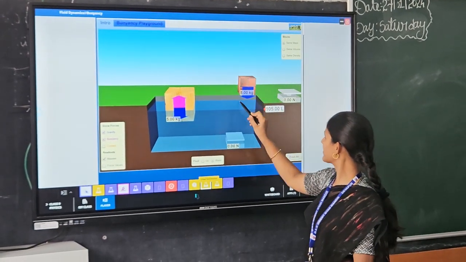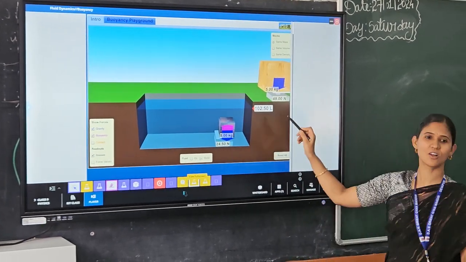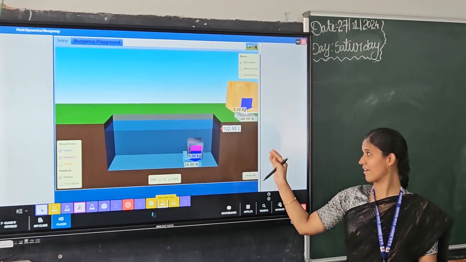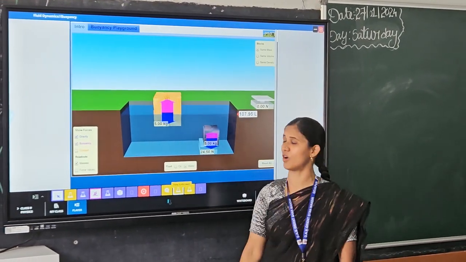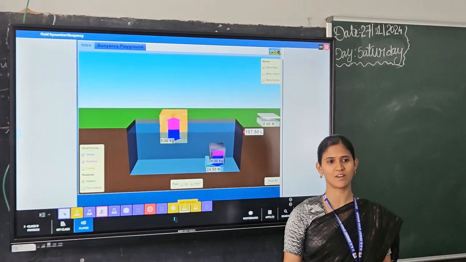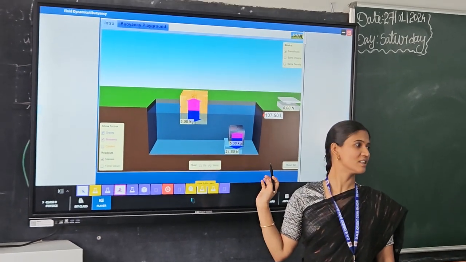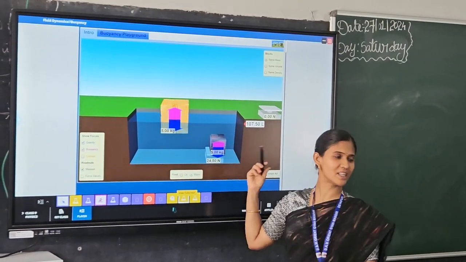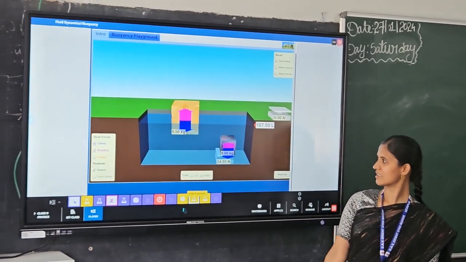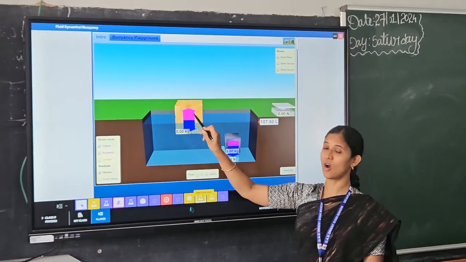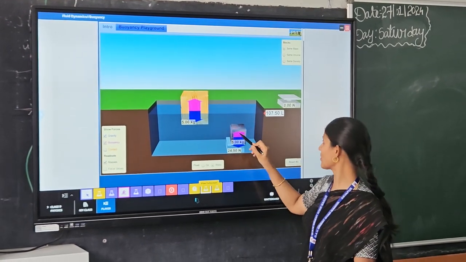Now let me keep this here. Then let me weigh this wooden block. This is also the same. Gravity acting on both of them is the same. But this wooden block floats on water, and the brick sinks in the water. Why? The density of wood is less. Coming to density, the density of the block is less than the density of this brick. Brick density is more.